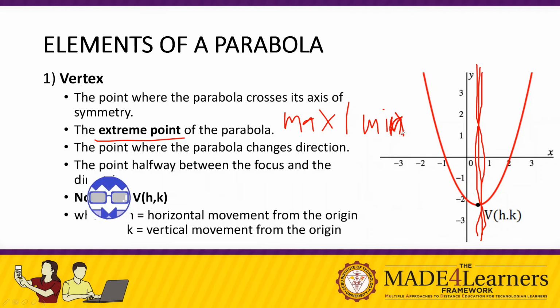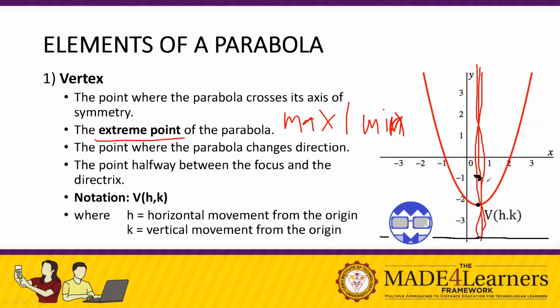Next, the point halfway between the focus and the directrix. If you go back to our last video, we have the focus. If it's opening upward, the focus is above. So let's say the focus is somewhere here. Then the directrix is somewhere here. The directrix is this black line here. So the vertex is halfway between the focus and the directrix.